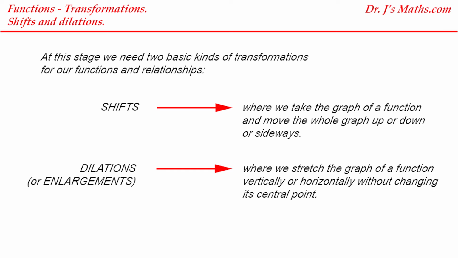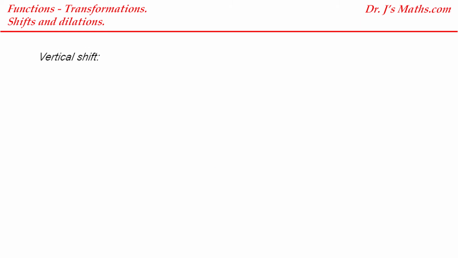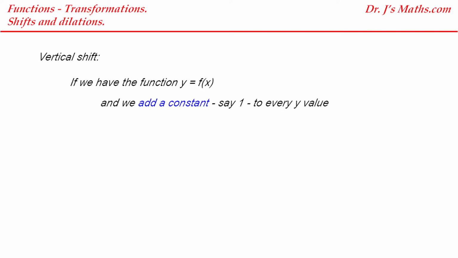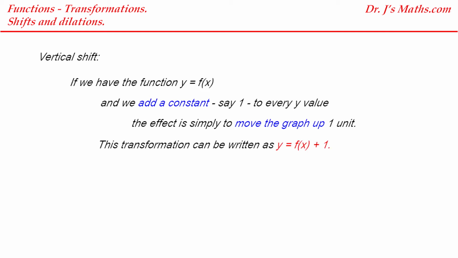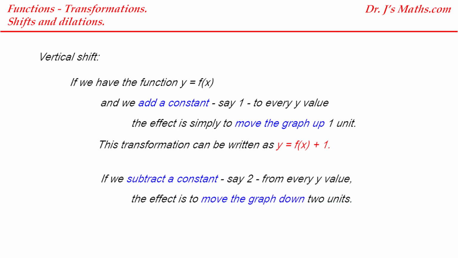For a vertical shift, if we have a function f(x) and we add a constant, let's say 1, to every value, the effect is simply to move the graph up by 1 unit. The transformation can then be written as y equals f(x) plus 1. Simple. If we subtract a constant, say 2, from every y value, the effect is to move the graph down by 2 units, and our new function is y equals f(x) minus 2.